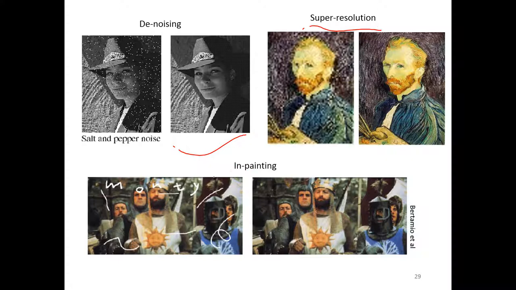And also inpainting. If you remember, last time we mentioned this problem called inpainting, though I don't know why they call it inpainting. But anyway, you may want to remove some stuff, like this Monty Python stuff, or remove this scratch here, or maybe you want to remove a watermark from an image. You can use inpainting for that.